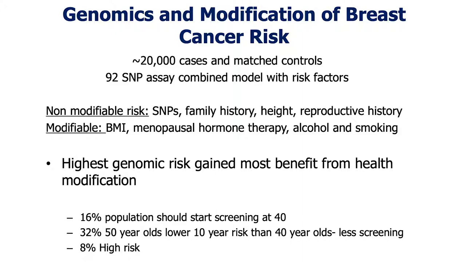And with the modifiables, they took 20,000 people and they said, okay, what are the things that are non-modifiable? Your genomic load, your family history, your height, and when you've had your children. The people who were at the highest genomic risk benefited the most from lifestyle intervention.